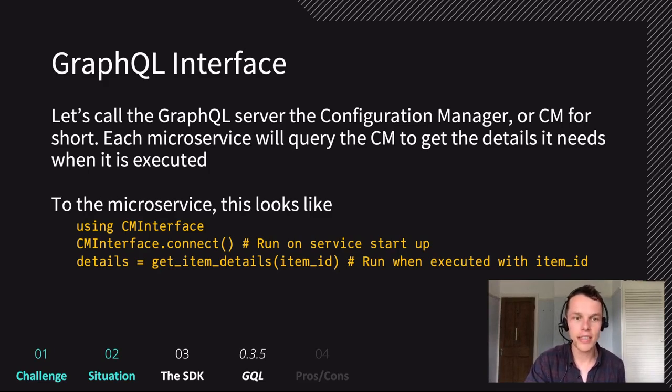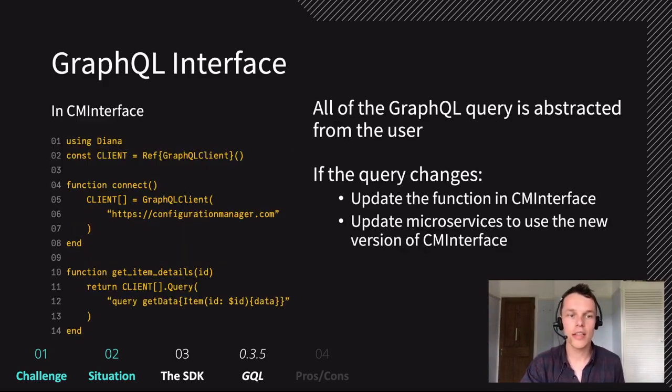On the CM interface side, it would look something like this. So here we're using Diana as our GraphQL client. We have a client module variable. And when we connect, we simply store the URL and the GraphQL client object for that client in that variable. When a microservice calls get item details, it simply uses that client to query with that GraphQL string on line 12 there. This just stops users having to know, again, how to write GraphQL queries or even the address of the configuration manager. That could be stored in an environment variable, which could then be defaulted in your configuration scripts.